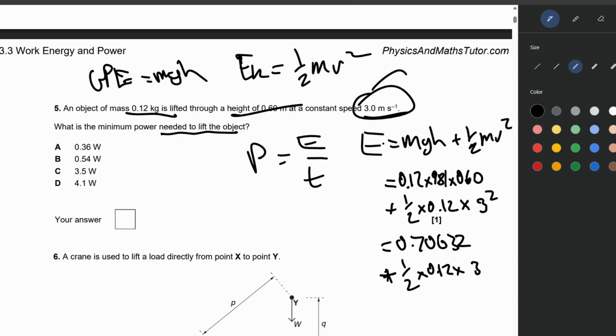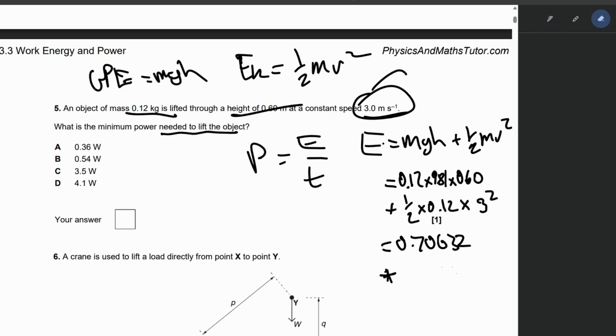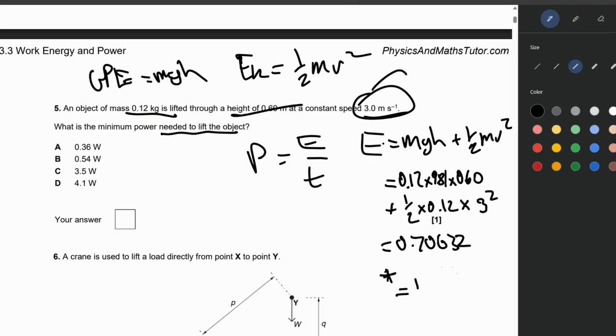Whoa! I already wrote that. What am I doing? Put it in my calculator, not write it again. Okay, I got, add them up, I got 1.24632 as the energy. Power equals energy over time.